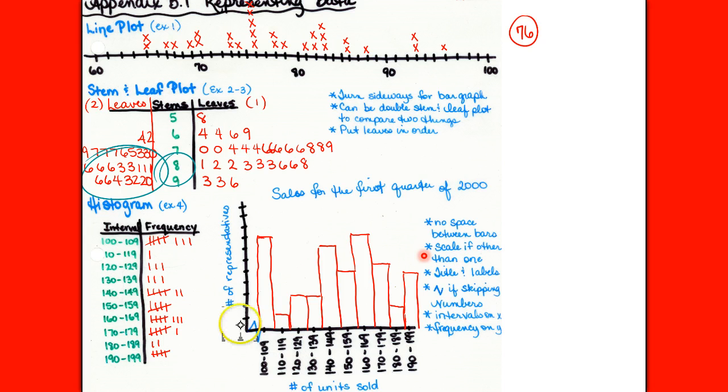Also, you need to indicate if you're going to use a scale other than 1. Over here, I didn't have to say what my scale was because I'm counting by ones. So if I don't put a scale, they'll assume it's ones. But down here, remember, we weren't counting by ones, and so I need to indicate my scale.